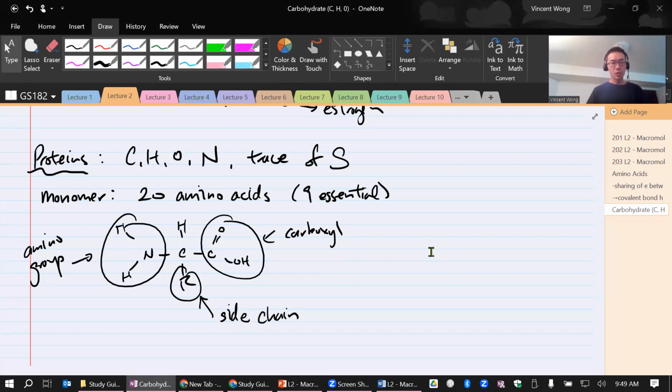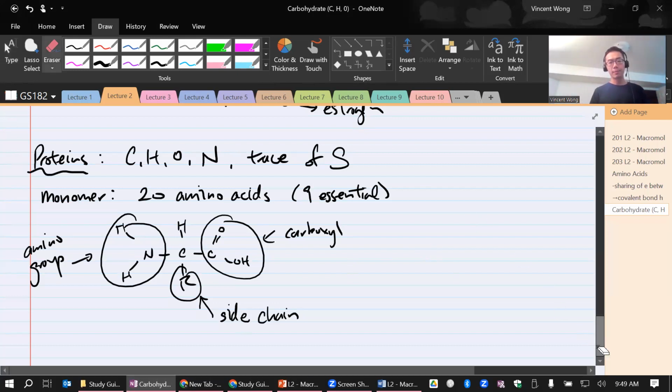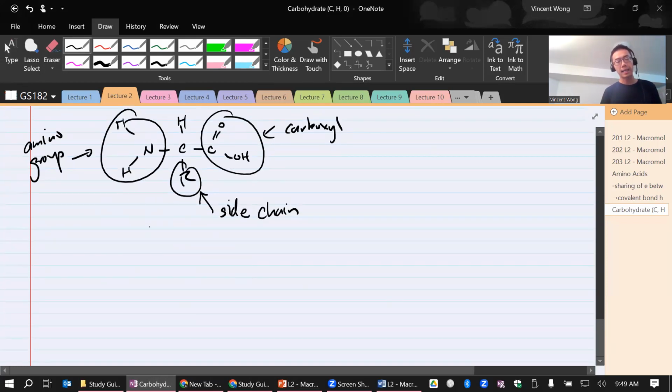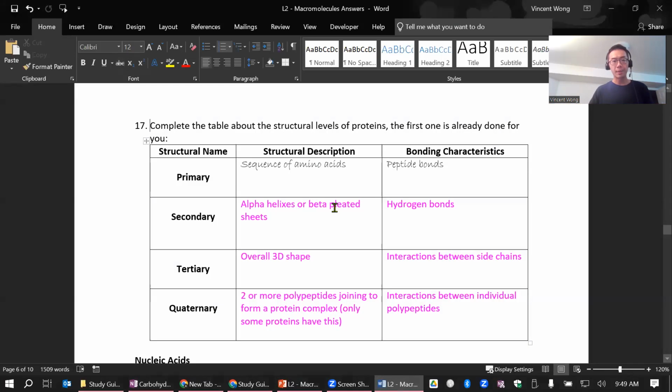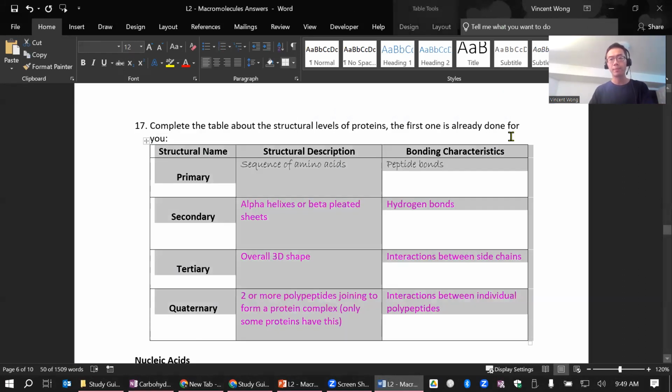Okay, so where was I? That's that. And then you should review the levels of structure, right? 4 levels of structure. I feel like we just did it today, at the beginning of class, so I don't want to write it out again, but it's the primary, secondary, tertiary, and quaternary. And it's basically this table, question number 17. You should know what each level represents, and what's holding them together.